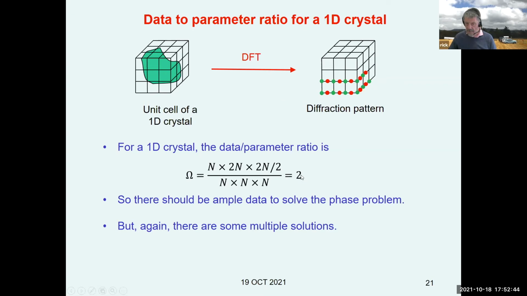So that's a fairly nice number because it's quite a lot bigger than 1. And so there should be ample data to solve the phase problem directly. But again, there are actually some multiple solutions, and this really comes about because this arrangement of the samples of the Fourier transform is very structured. If these were scattered around randomly, then you'd be in very good shape. But because they're structured in this way, and you have these big Bragg spacing gaps between the planes, that does admit some multiple solutions.